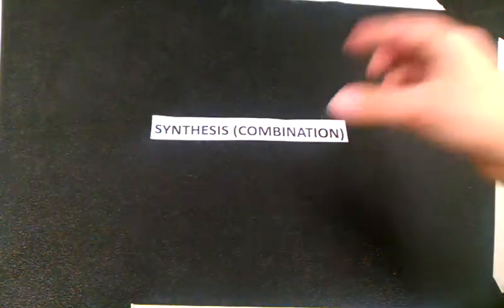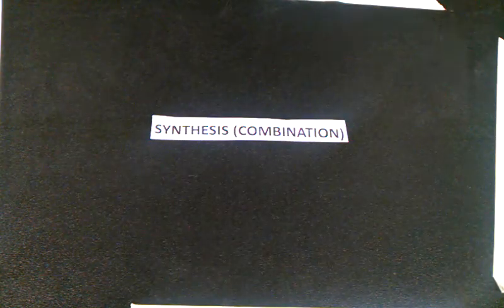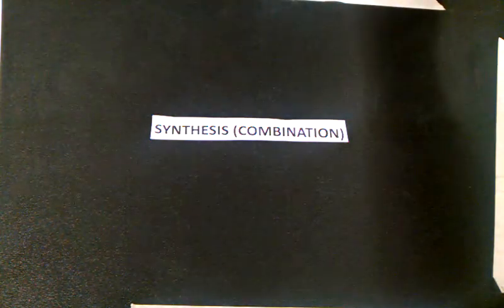We know why atoms bond together, and we know why they react with each other to break apart and form new compounds. Now we're going to talk about the different ways that they can do that. One way they can do that is through synthesis. Synthesis means to create, to come together. It's sometimes called a combination reaction.